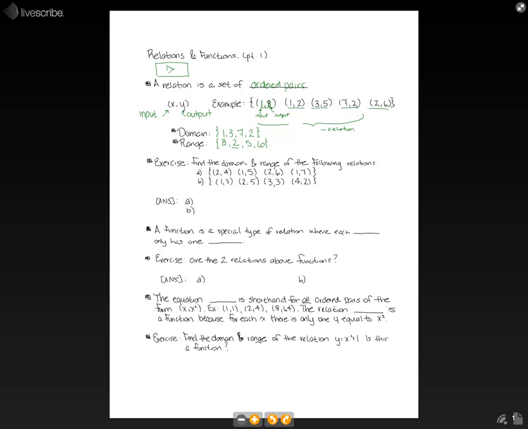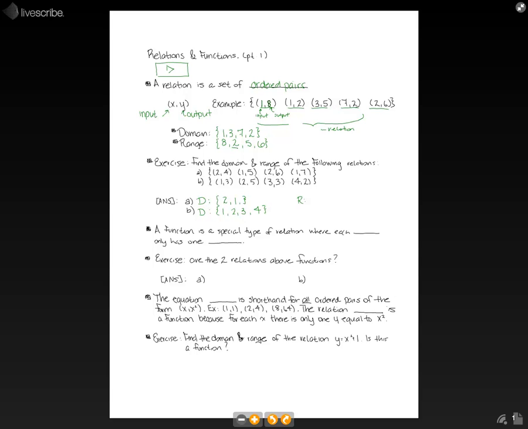For A, we have (2, 4), (1, 5), (2, 6), and (1, 7). And for B, we have (1, 3), (2, 5), (3, 3), and (4, 2). So first, we'll find the domain of both. We'll abbreviate that with a D. The domain of A is, again, the set of inputs. So we have 2, 1, 2 again, and 1 again, so we only have 1 and 2. And for B, the domain is 1, 2, 3, and 4.